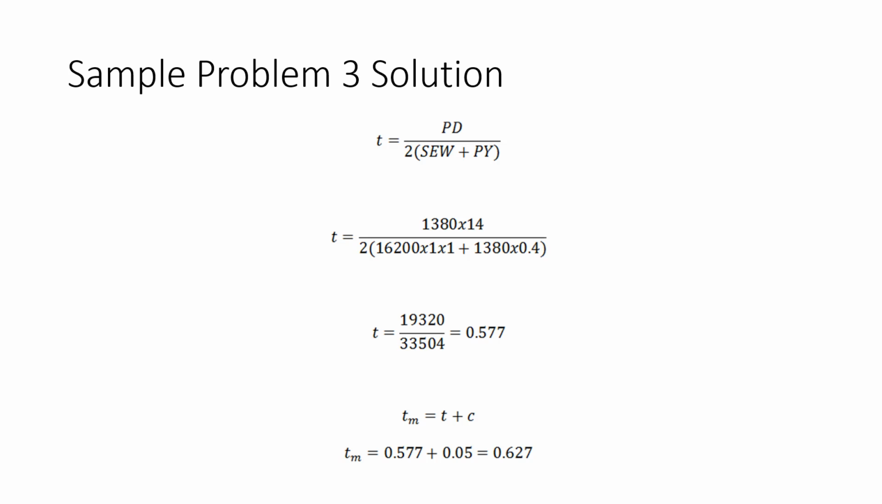In solving the equation, we will start at the second step in which we have replaced the symbols for their values. In the third step, we have solved for the pressure design wall thickness, which is a result of 0.577 inches. The t sub m calculation would then look like this, with the result of 0.627 inches minimum required thickness. So the pipe schedule thickness will need to meet or exceed this value.